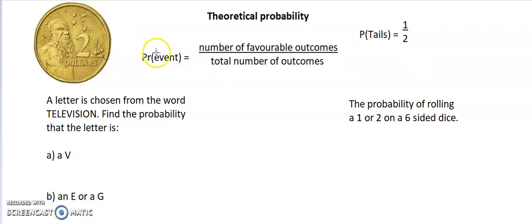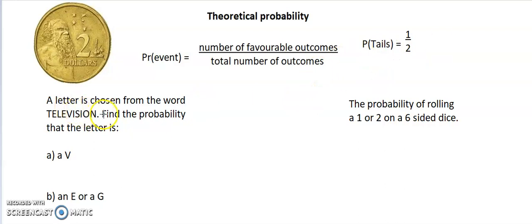So that's where our equation comes from. It comes from the probability of an event occurring that you are wanting. And that is the number of favorable outcomes that you're after over the total outcomes, just like we saw in this coin.